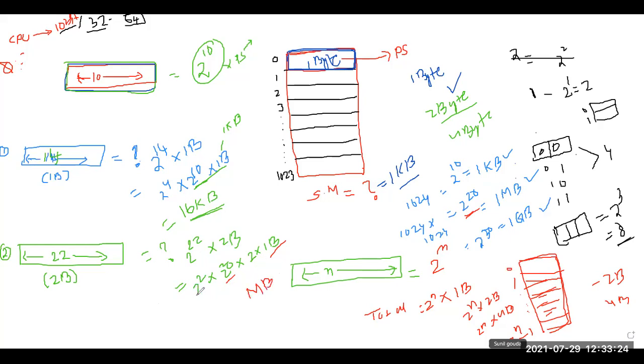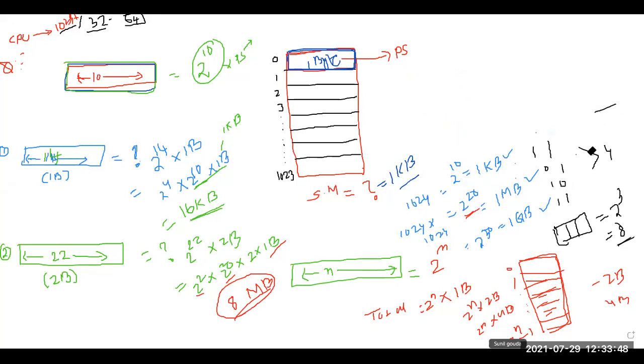Now how much is left? 2 to the power 2 is left and here 2 is left. This will be 2 to the power 2 is 4, 4 into 2 is 8. So it will support how much memory? Memory supported is 8 MB. Is it clear? Yes, sir. Okay. Now try this question.